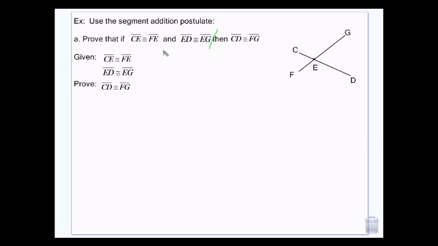So step one is I'm going to label the picture. CE is congruent to FE. Okay. ED is congruent to EG. Okay, so I have this piece is the same size as that piece, and this piece is the same size as this piece. Right? I'm trying to prove that this whole length here will be the same as this whole length here.